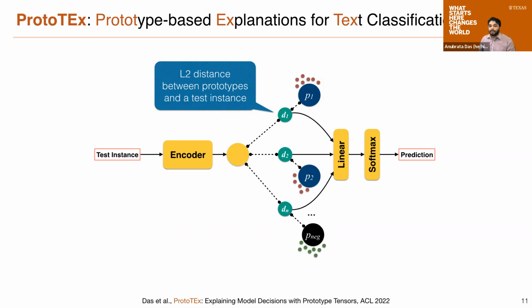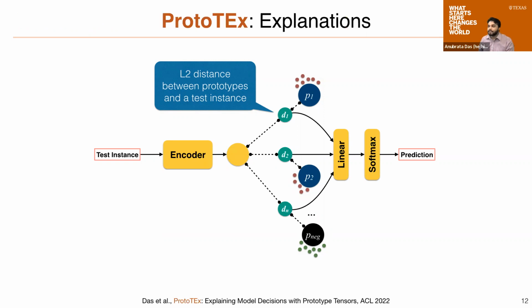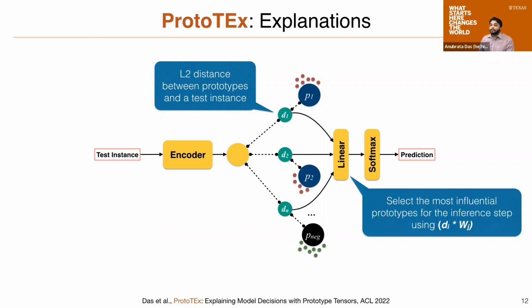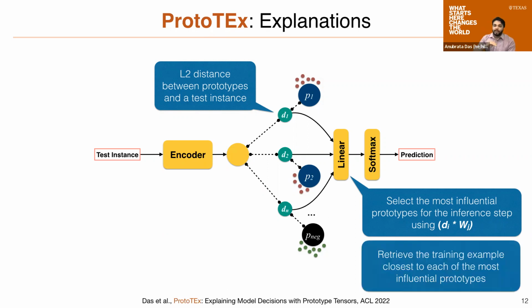Now, once we have the prediction decision, how do we obtain the explanations? For that, we first look at the most influential prototypes for a particular test example. To identify the most influential prototype, we select a multiplication between the distance vector and the weights from the linear layer. So it's a combination of d_i and the w, the weights from the linear layer, that gives us the most influential prototypes. And now once the prototypes are ranked, for each prototype, we will be able to identify what is the closest training example. So let's say we identify k top prototypes, and for k top prototypes, we identify m top examples, and that becomes our explanation.